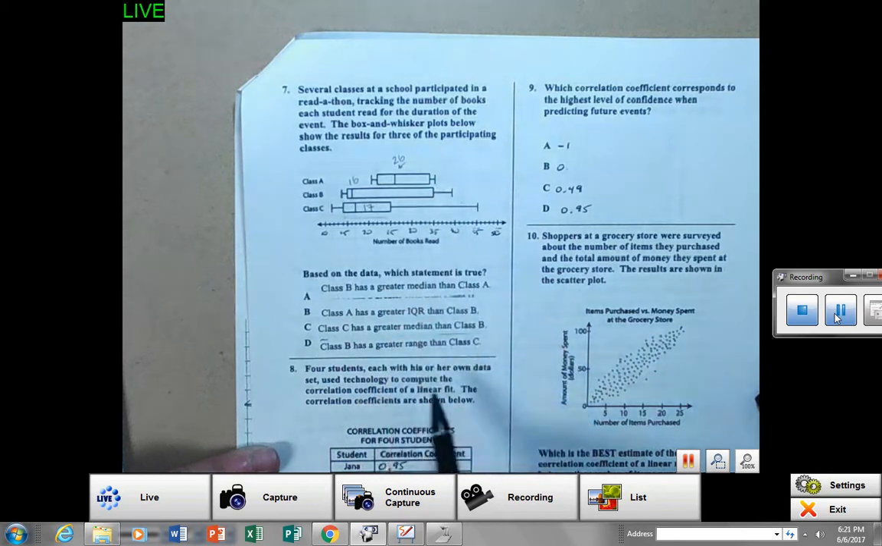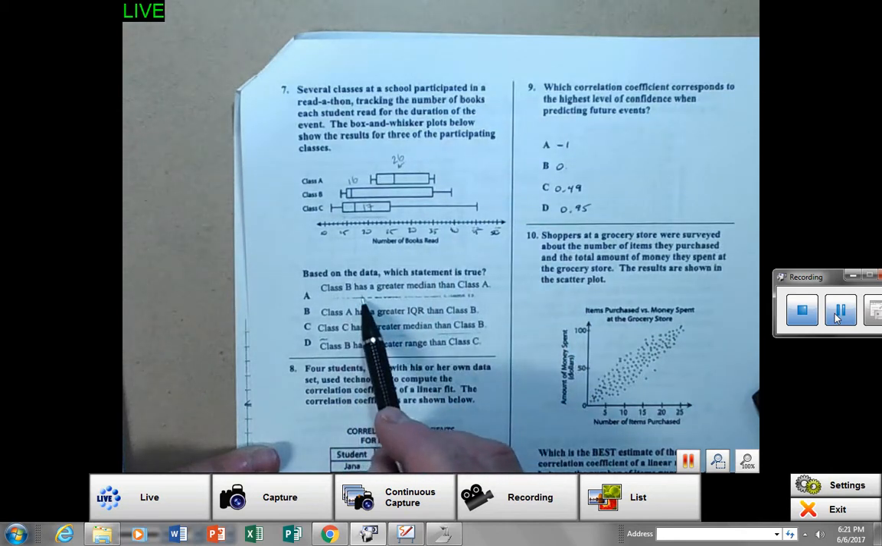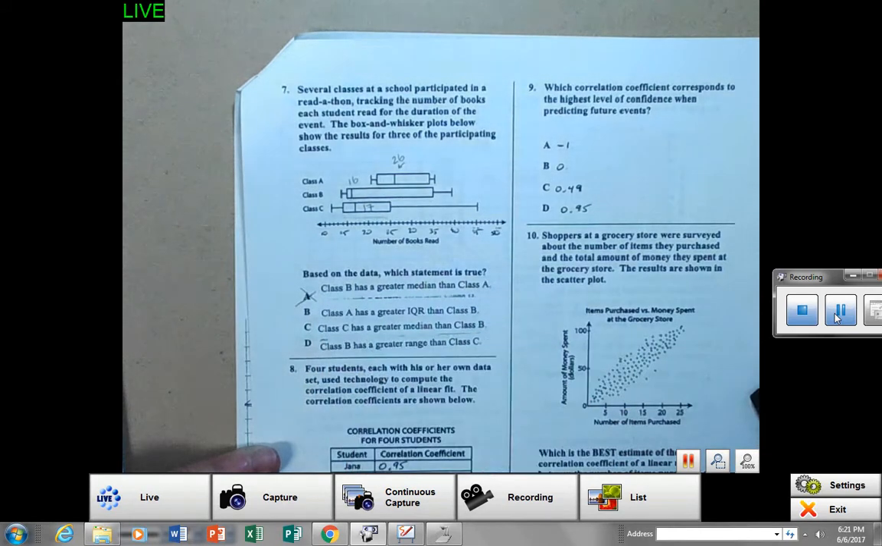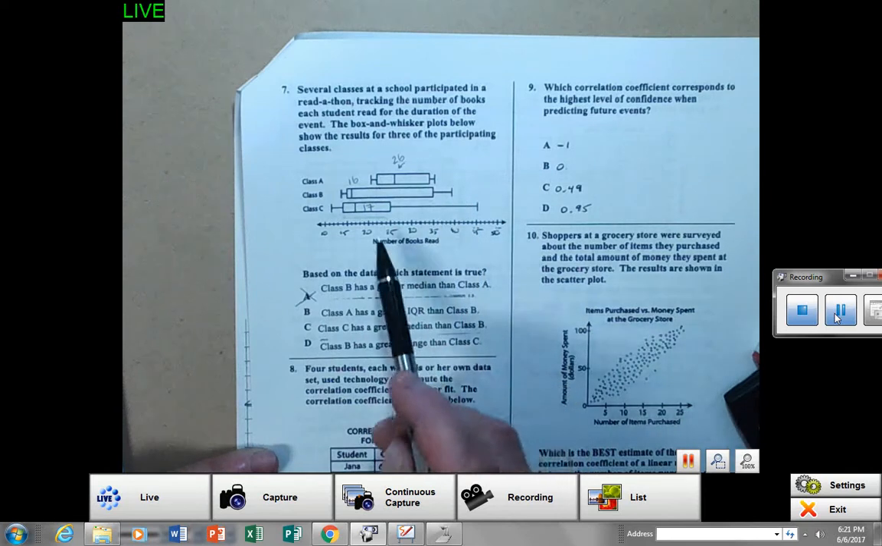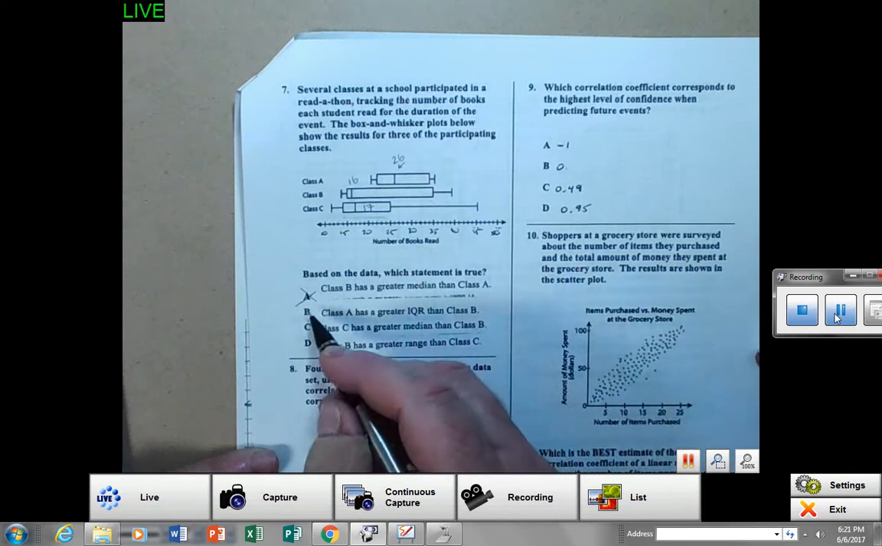So looking at this, Class B has a greater median than Class A. That is not true. Class B has a median of 16. Class A has a median of 26. Class A has a greater interquartile range. This is shorter than B. B is longer, so that would not be true.